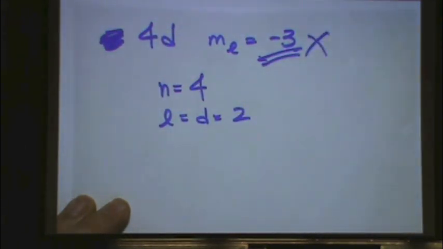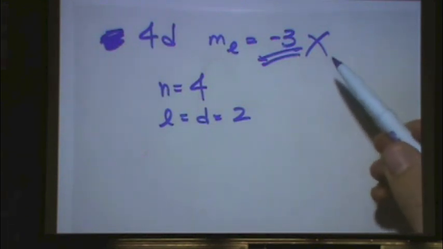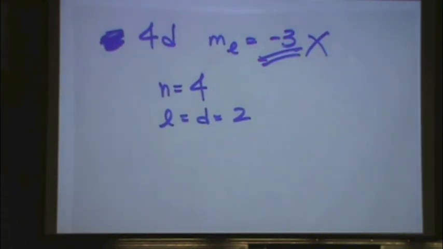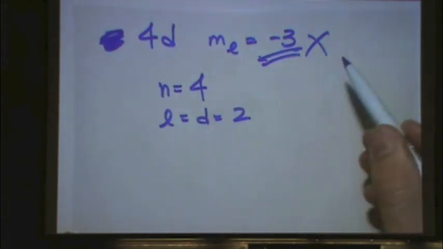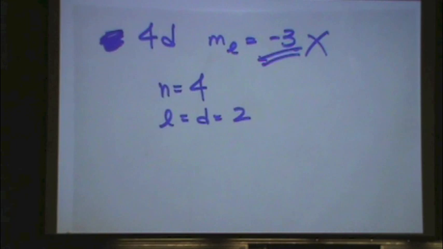You can't have -3 because m sub L is bound by positive to negative L. So it'd be between 2 and -2. So -3 wouldn't be possible. That's one type of question they could ask you, whether something is allowable or possible. This one's not. It would have to be like -1, -2, or 2, etc.